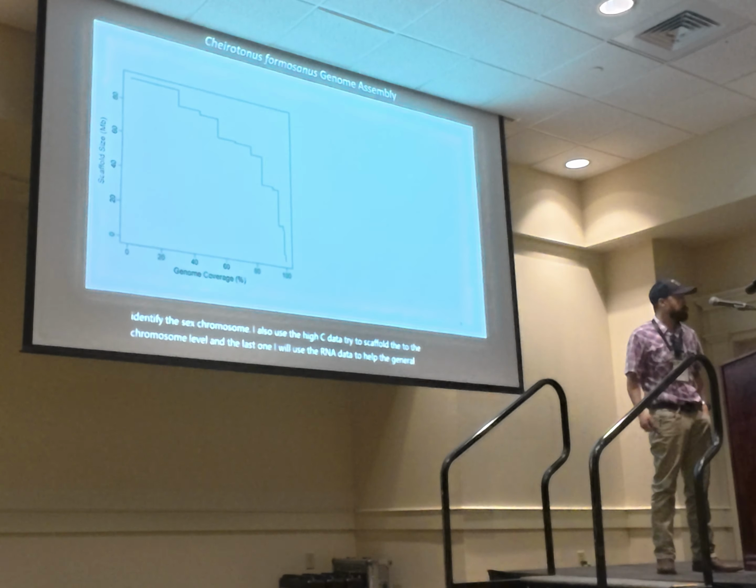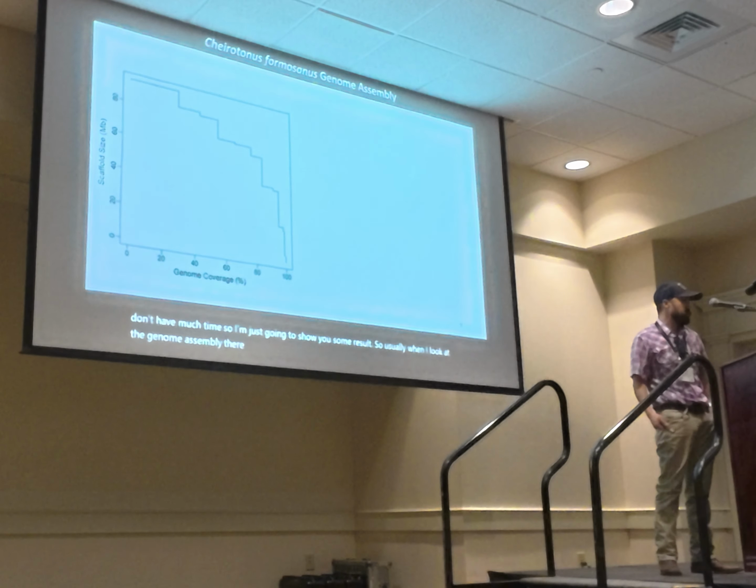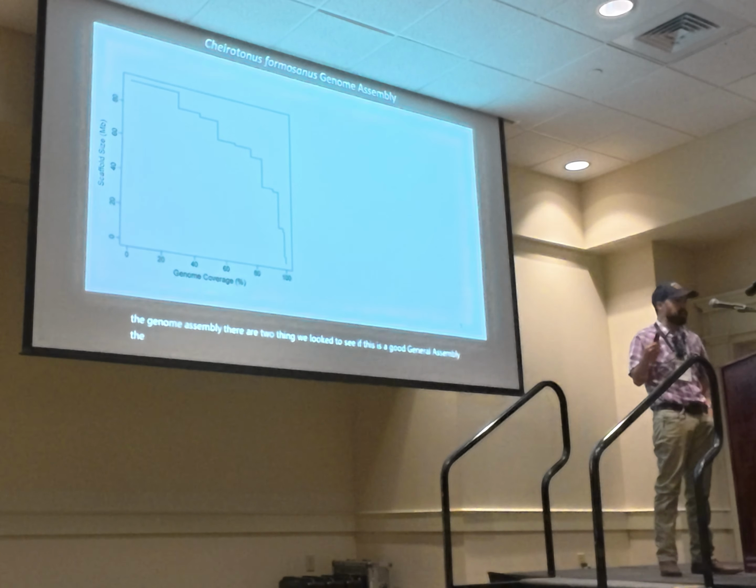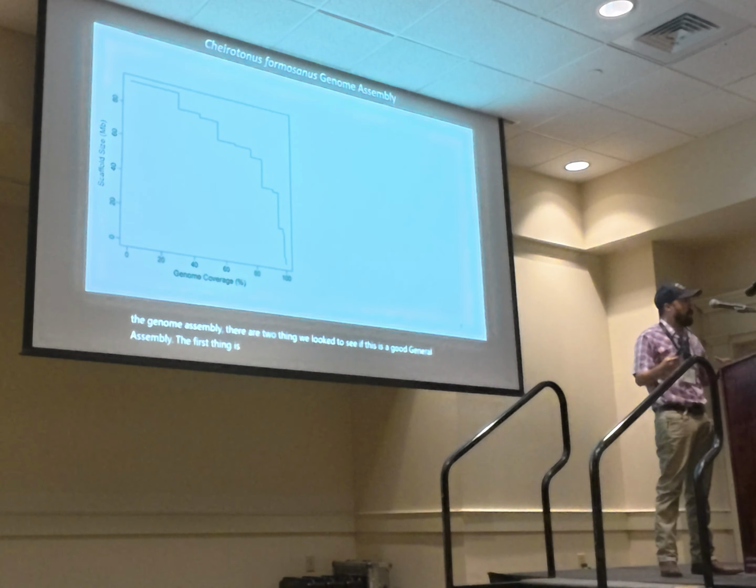I don't have much time, so I'm just going to show you some results. Usually when I look at a genome assembly, there are two things we look at to see if this is a good genome assembly. The first thing is contiguity, which is how continuous the genome is. The second thing is completeness.